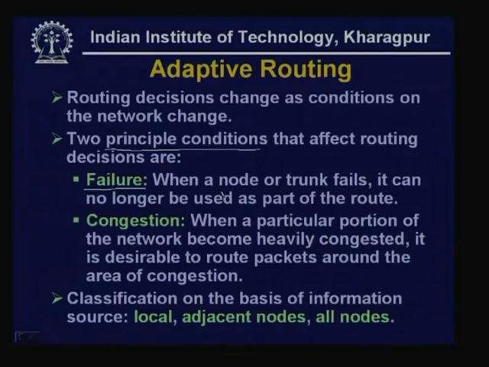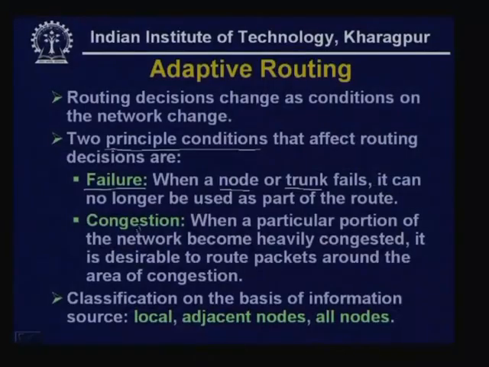So, when a node or trunk fails, that means not only the node, a link or trunk may fail, it can no longer be used as part of the route. So, in this condition, obviously the fixed routing will not work, because fixed routing will always use the routing table, which does not take into consideration the failure of a node or a link. Another possibility is congestion.